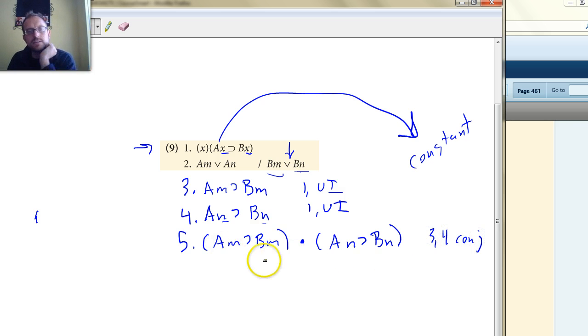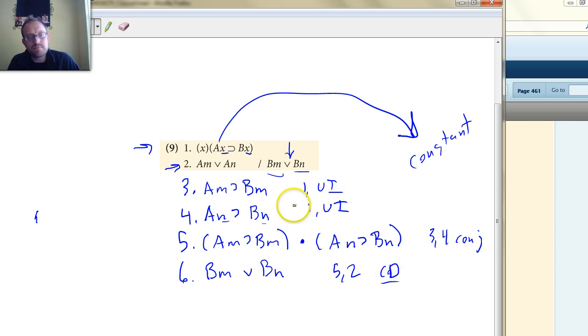And so since I've conjoined these, now look at line 2, I have a constructive dilemma set up, right? Because this is saying if I have either this or this, then I must have either this or this. So line 6 here is going to be BM or BN, and that's lines 5 and 2, constructive dilemma. We'll put CD for constructive dilemma, okay? And that, of course, is my conclusion, so that's the proof.